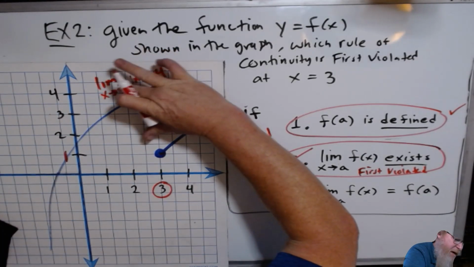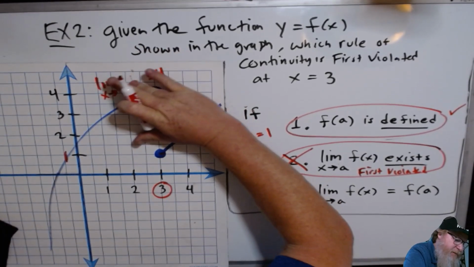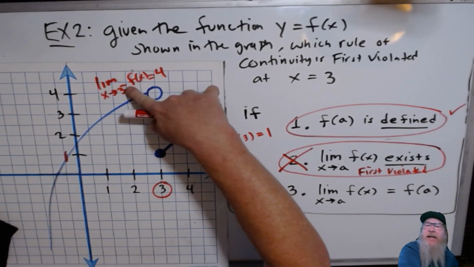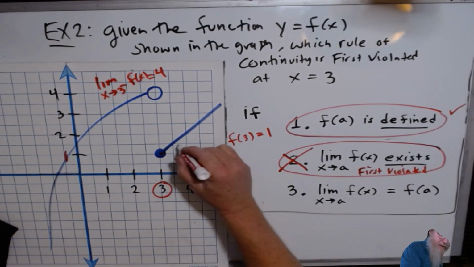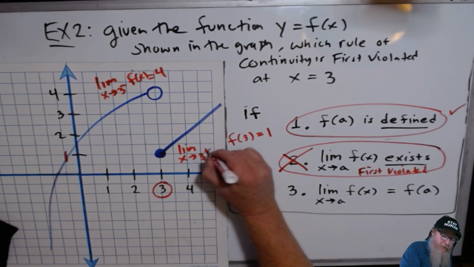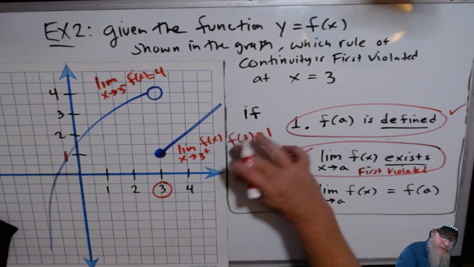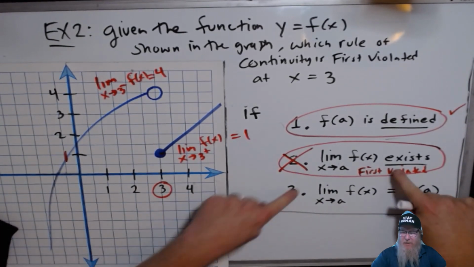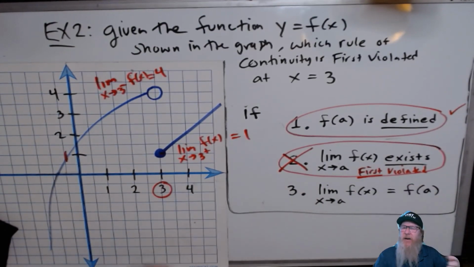I didn't write that very well, but you know what I mean, right? I mean, the left-hand limit, it's got a little minus sign up there. And the limit from the right, might as well review all of this, it's going to be on the test, is 1. And so this rule is the first one that's violated.